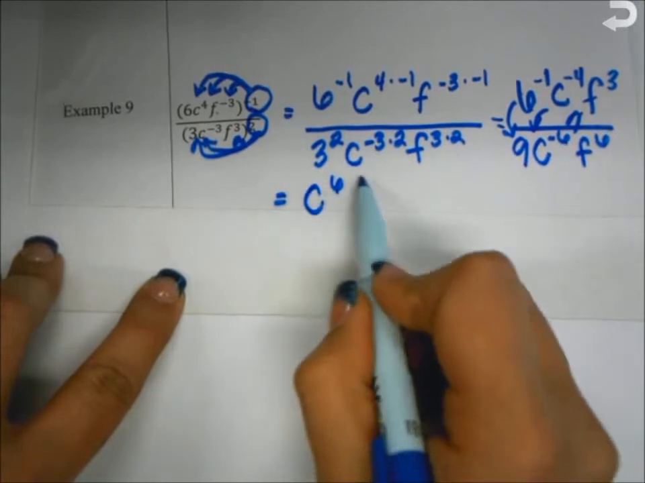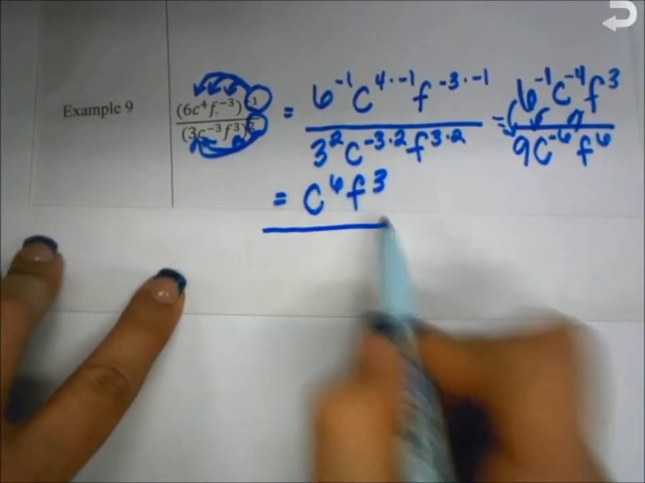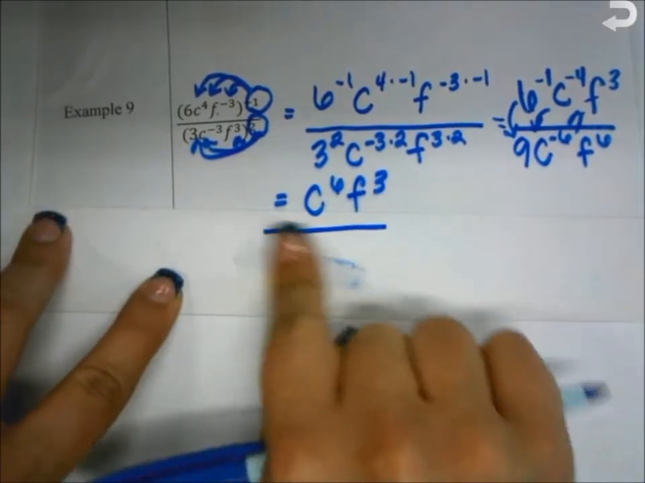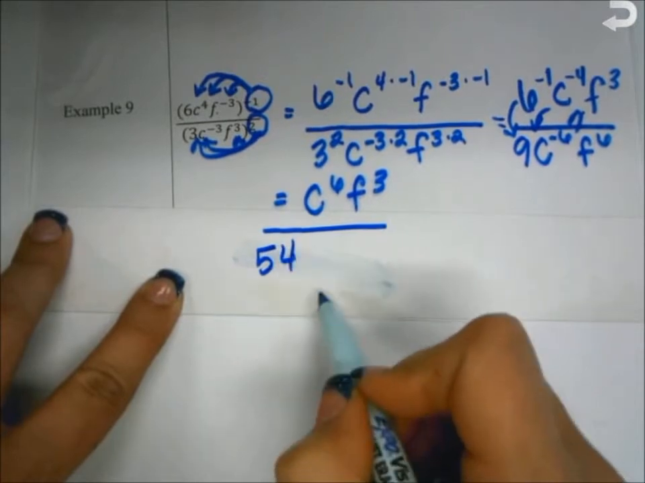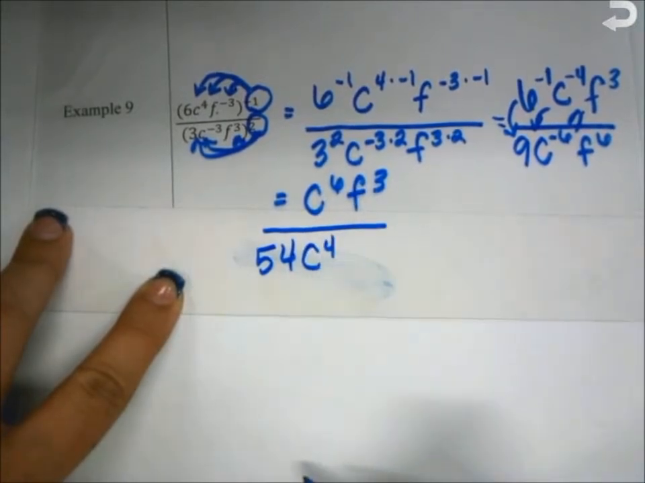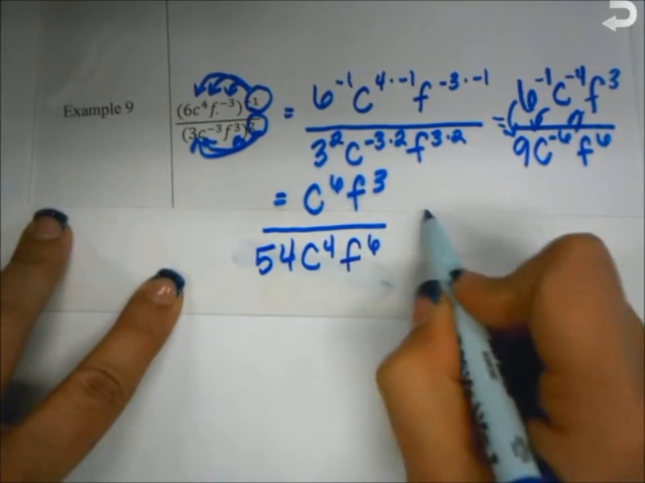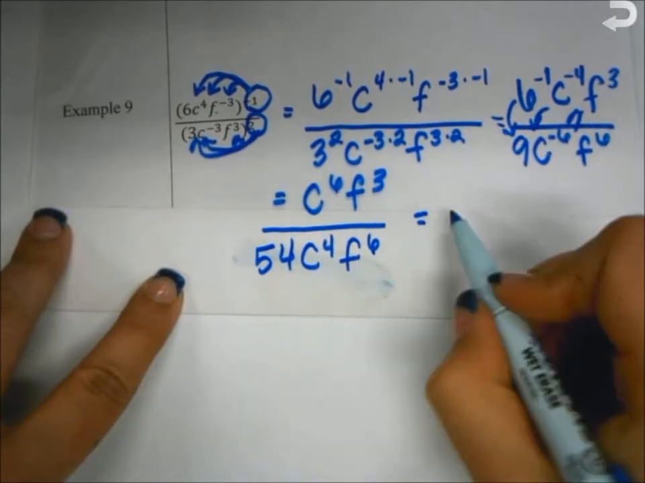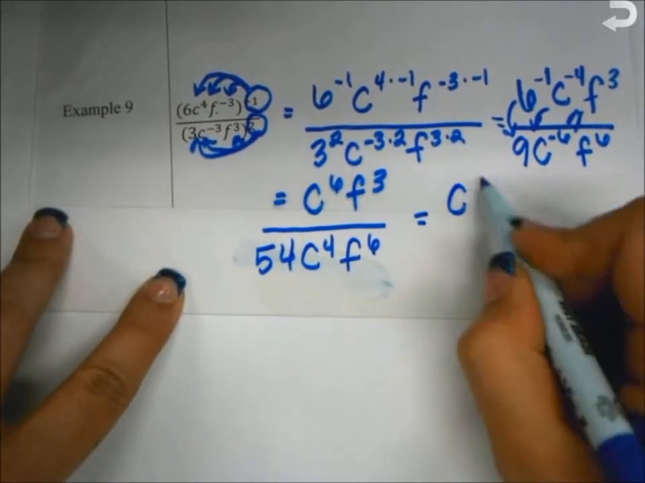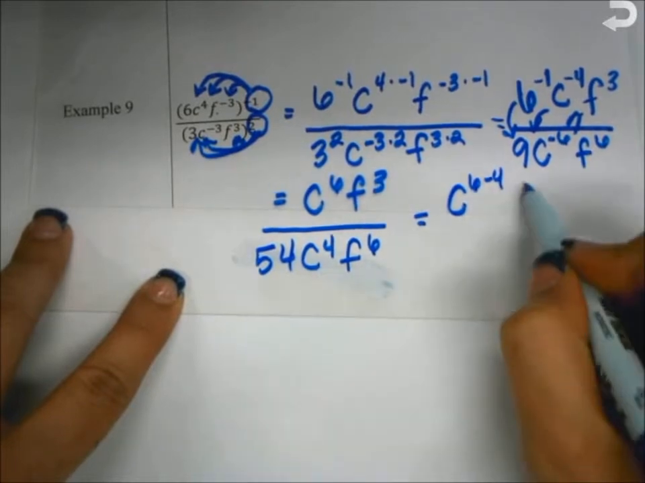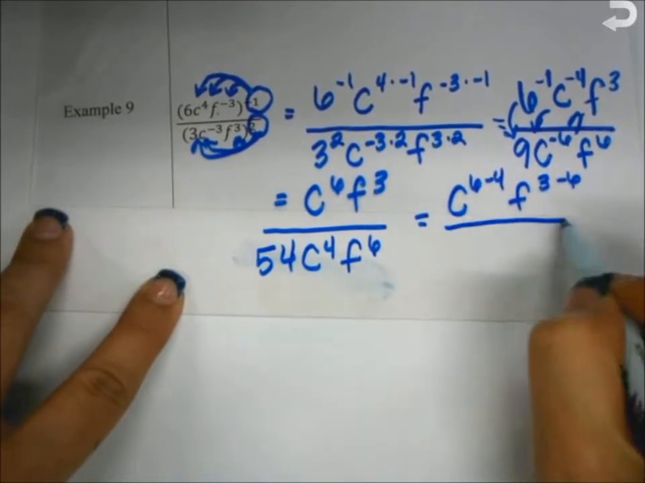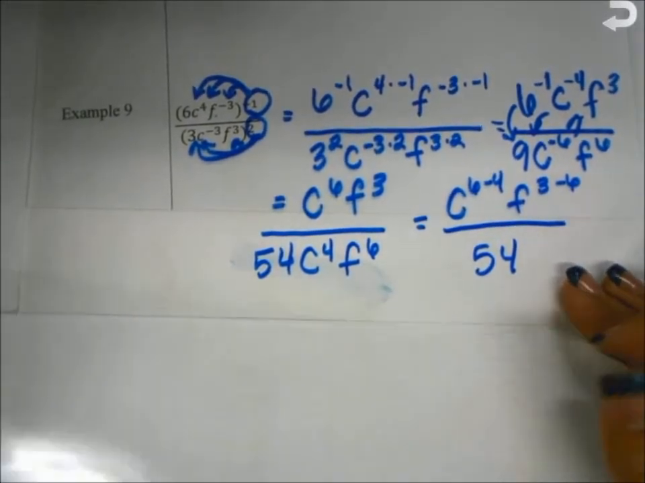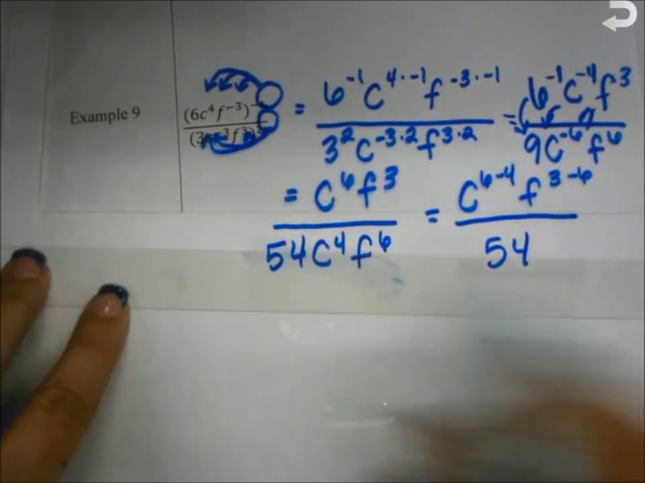which gives me 54. c to the fourth, which moved down. f to the 6. So now I'm just going to worry about combining the c's and the f's. So I'm going to have in the numerator c to the 6 minus 4, f to the 3 minus 6, all of that over 54. Which equals c to the 6 minus 4 is c squared. f to the 3 minus 6 gives me f to the negative third, all of that over 54.